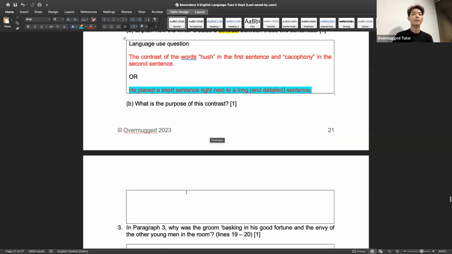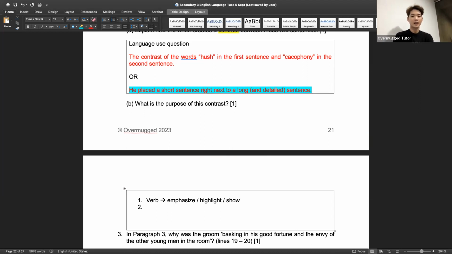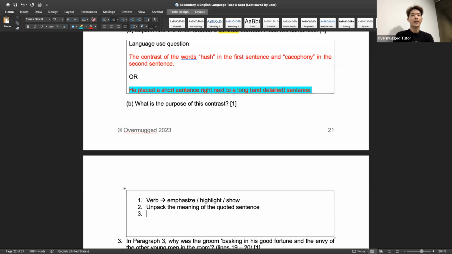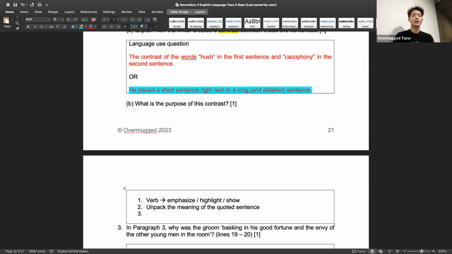Okay, Ken, what is the purpose? Every time the question asks you purpose, you need to have about 3 parts to it. First one is a verb. It's always to emphasize, or to highlight, or to show. Second thing is just unpack the meaning of the quoted sentence. And the third one, you might want to link it to TEA. T stands for thoughts, emotions, or actions. Most of the time, just choose one only. Okay, it is to highlight something, so that something normally is along these lines.